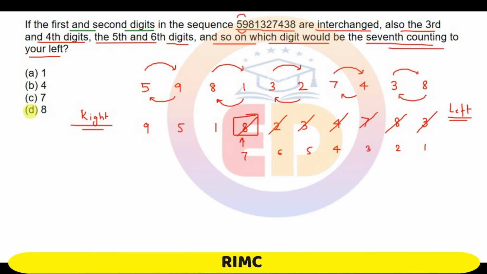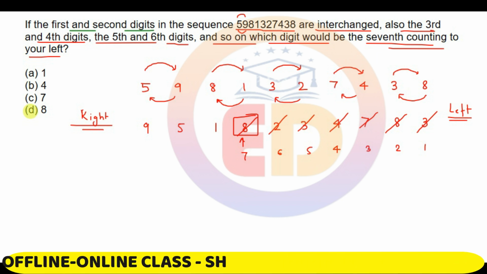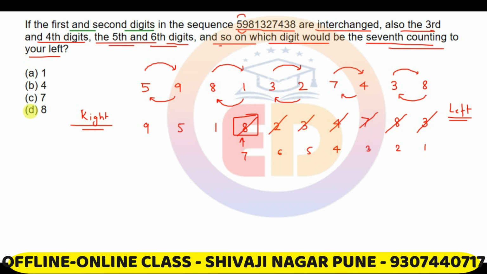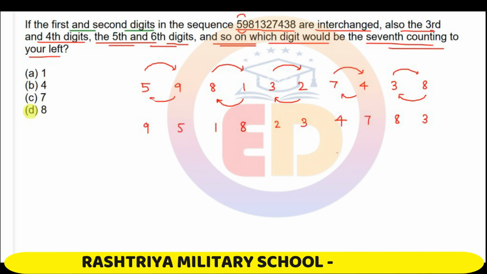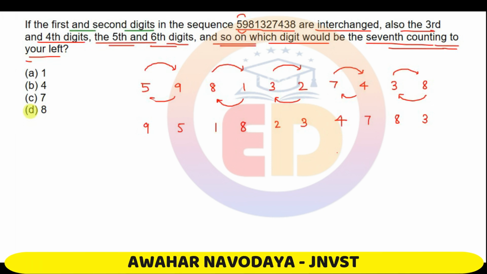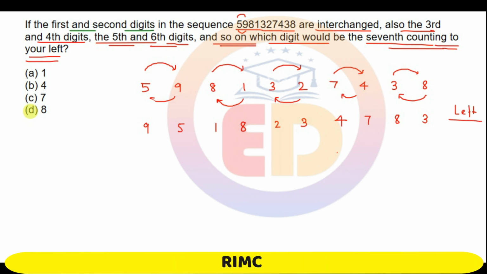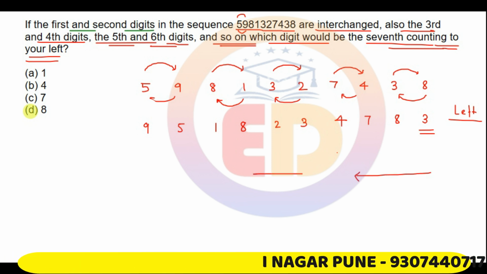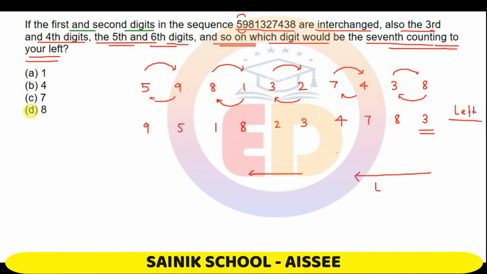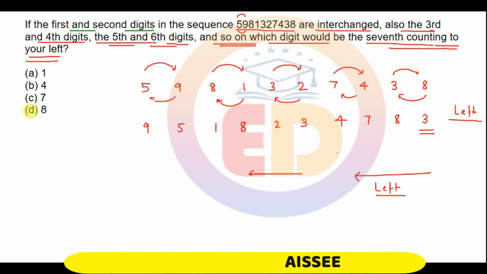Here there is one more thing, that they are interchanging 3rd and 4th, 5th and 6th, and so on. And so on means you carry this pattern till the end of the sequence. Answer will be option number D. Now the question says that we have to find the 7th digit counting to your left. Now friends, remember, counting to the left means we have to start counting from 3, because counting to the left means we will have to go towards left side. And if we want to go towards left side, then our counting should start with 3.